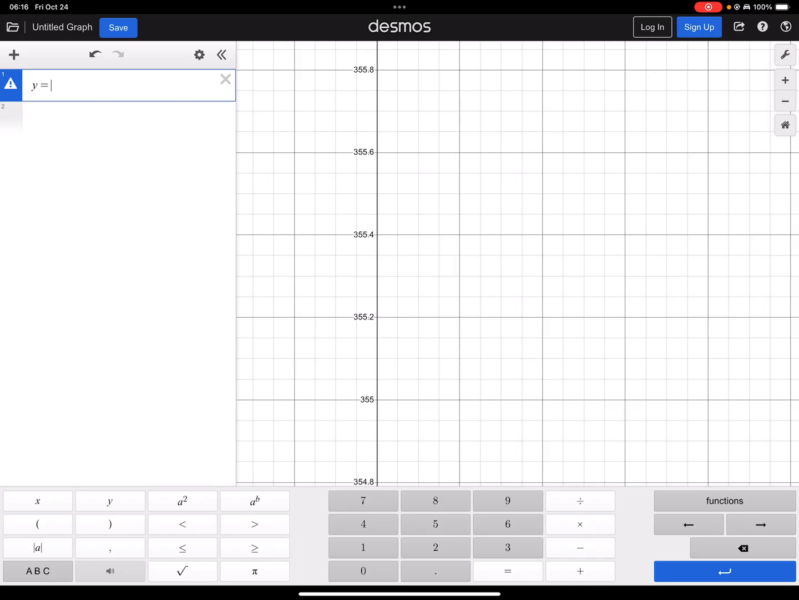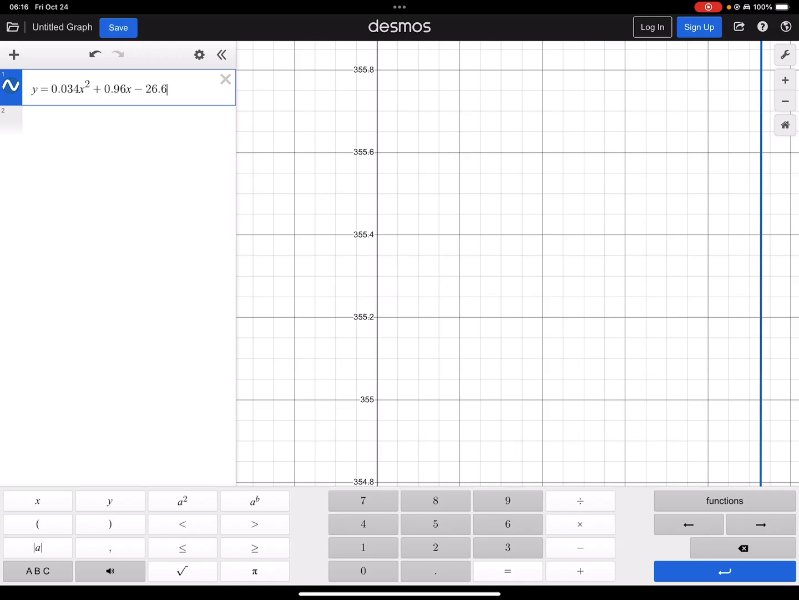So we have y equals 0.034x squared plus 0.96x minus 26.6. Okay, so notice when you graph this, you don't see a lot of the graph.